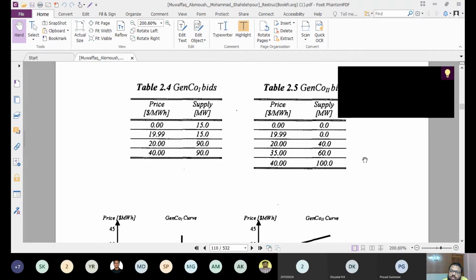GENCO 1 bids and GENCO 2 bids. So here from 0 to 19.99 range for GENCO 1, the supply is constant at 15, right? Then from 19.99 to 20, there is a very small hike in price, but there is a drastic increase in supply from 15 to 90, and then it remains constant at 90 when the price increases from 20 to 40. Similarly, we have here for GENCO 2 also.